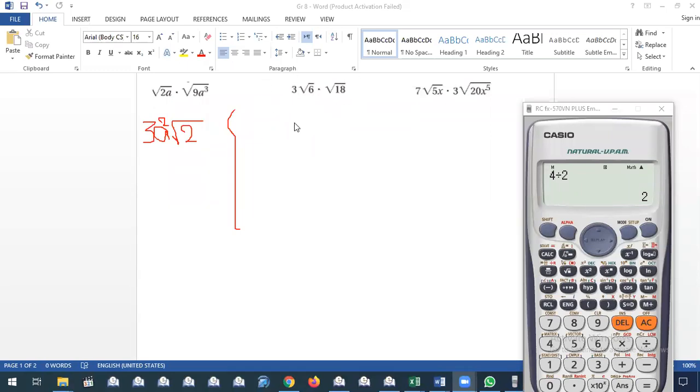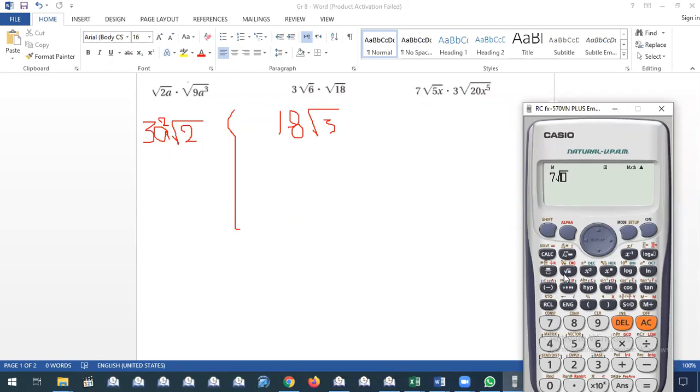3 square root 6 times square root 18. All of this expression is numbers, so I can use the calculator directly, no problem. 3 square root 6 times square root 18 is 18 square root 3. This is the final answer. Here we still have a letter, no problem. Find the numbers first, like that.